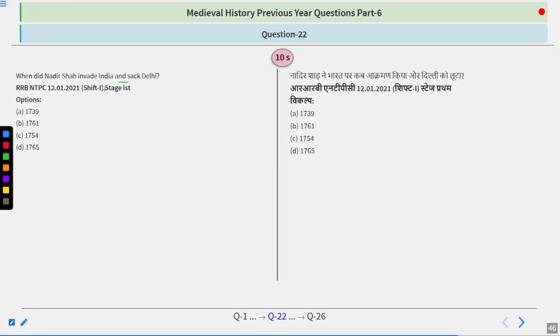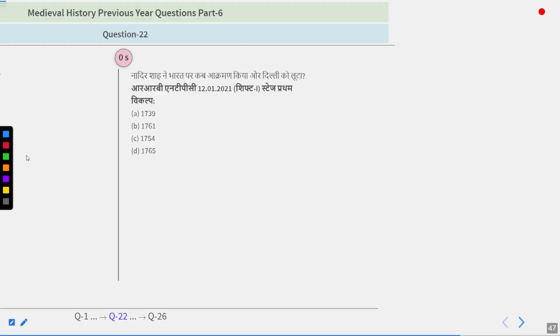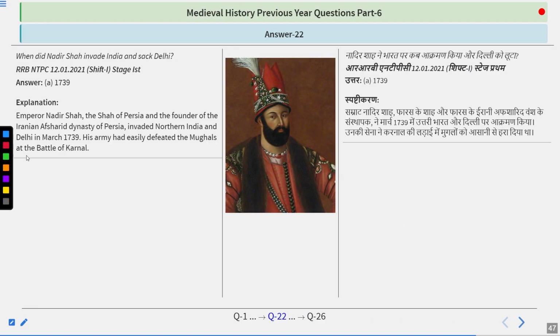When did Nadir Shah invade India and sack Delhi? Options are 1739, 1761, 1754, 1765. Try to figure out this question, guys. The answer is 1739. So Emperor Nadir Shah, the Shah of Persia and the founder of the Iranian Afsharid dynasty of Persia, invaded North India and Delhi in March 1739.